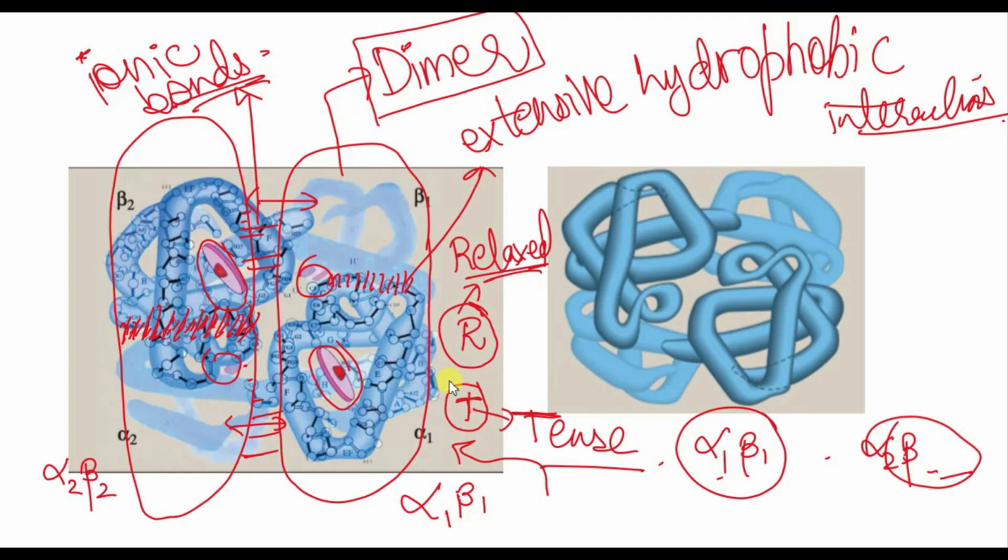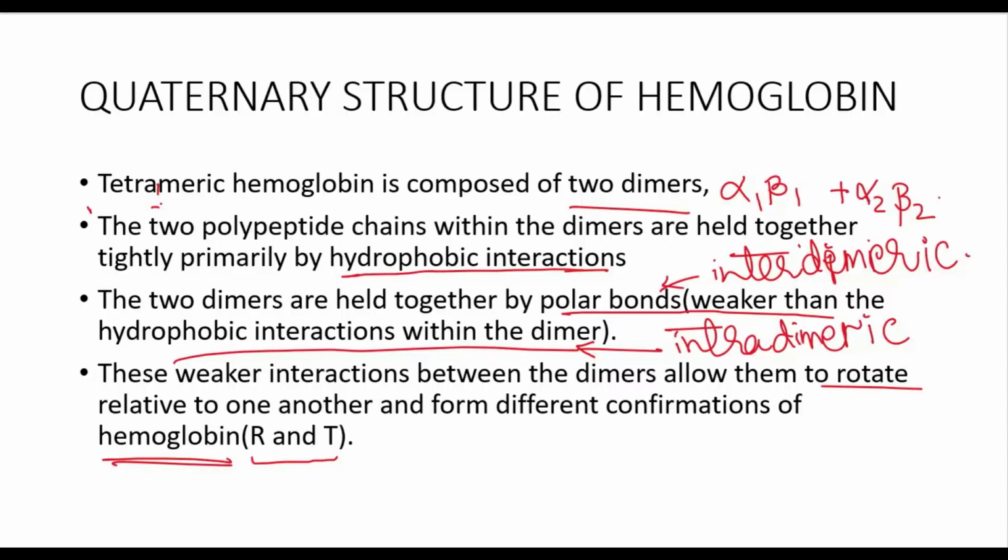The T conformation is the tense conformation, which is the low oxygen affinity state of the hemoglobin, in which the polypeptide chains are tightly held to one another and the bonding in between them is very strong. Whereas in the R conformation, some of the bonds break, and it is formed when one of the heme groups gets oxygenated, and it interacts with the other heme groups to break some of the polar bonds basically, and this allows the oxygen molecule to bind more easily to the other heme groups.